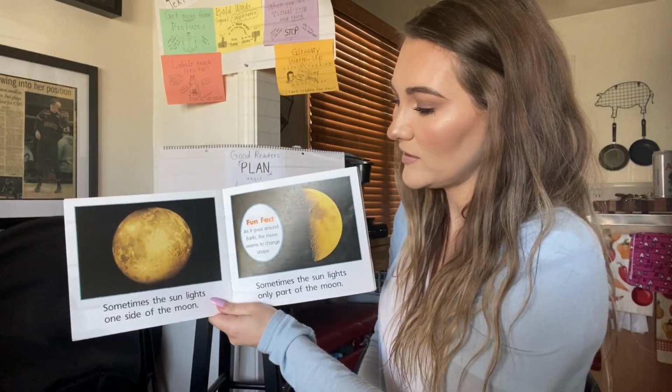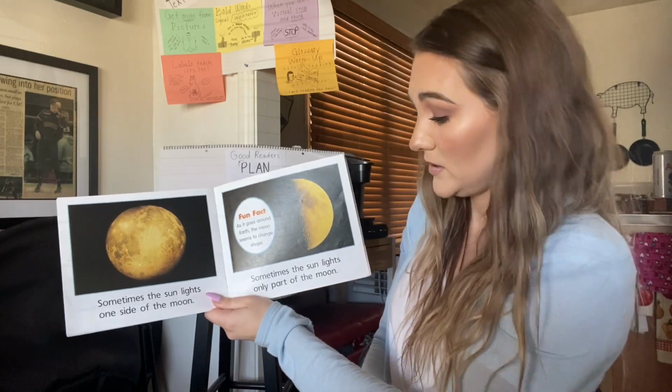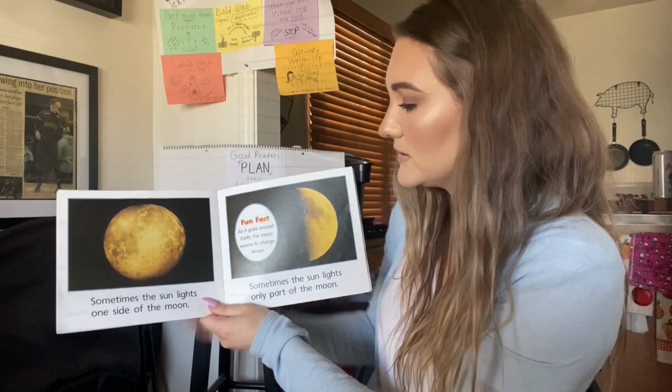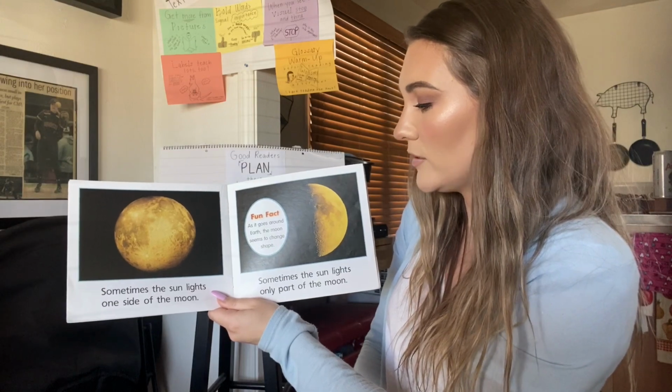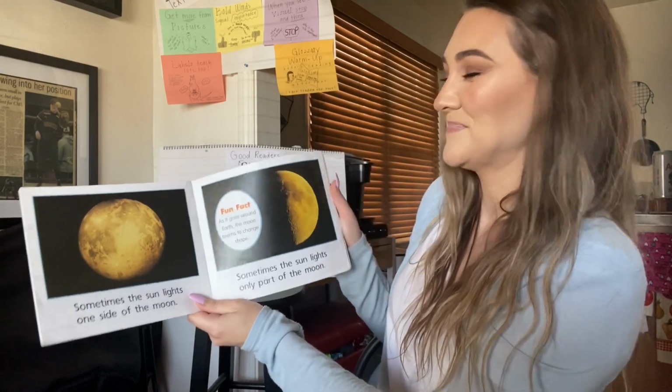Sometimes the sun lights one side of the moon. Sometimes the sun lights only part of the moon. Fun fact, as it goes around Earth, the moon seems to change shape. Those are those moon phases.